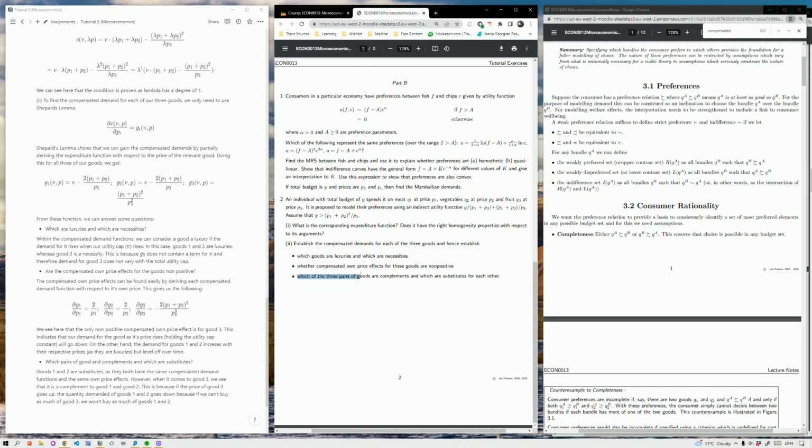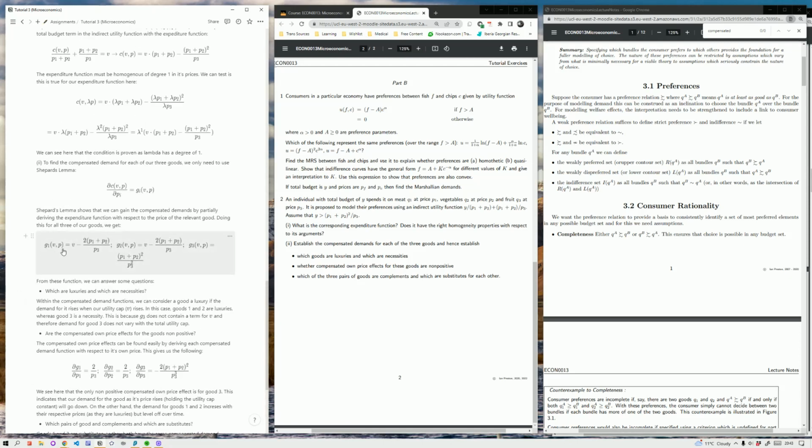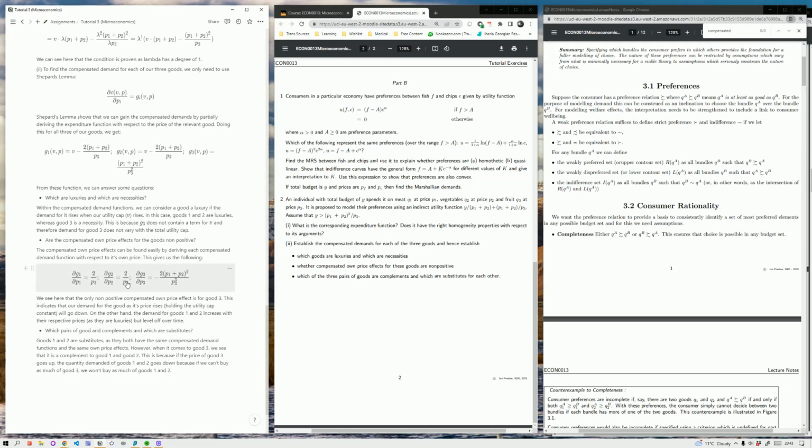Which of the 3 pairs of goods are complements and which are substitutes for each other? Now, goods 1 and 2 are substitutes because you see they've basically got the same compensated demand functions. They've got the same compensated own price effects. They're basically substitutes for each other. If I bought more of 1 or more of 2, it wouldn't really matter. However, when we think about good 1 and good 3, or good 2 and good 3, they are complements, okay?